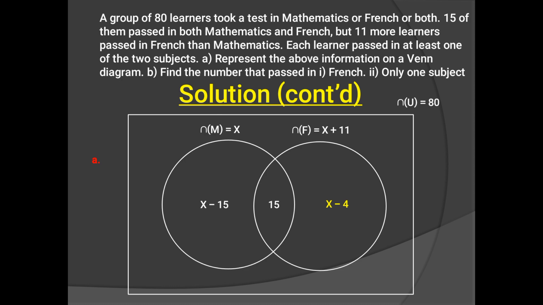Because of each learner passing at least one of the two subjects, the only maths plus both maths and French plus only French should be equal to the total number of learners that took the test. It could also be maths plus French minus the both. All right, so you look at that later because you don't want this video to be very long. It's just solving of questions.